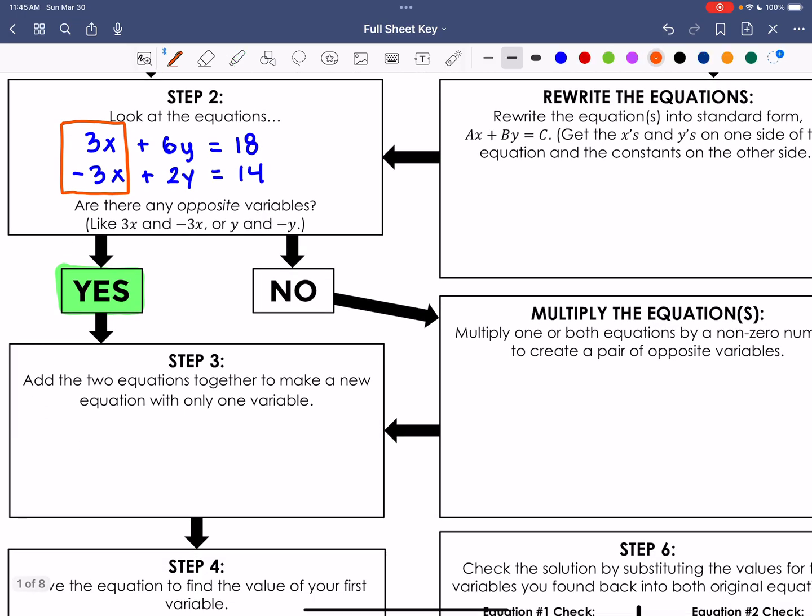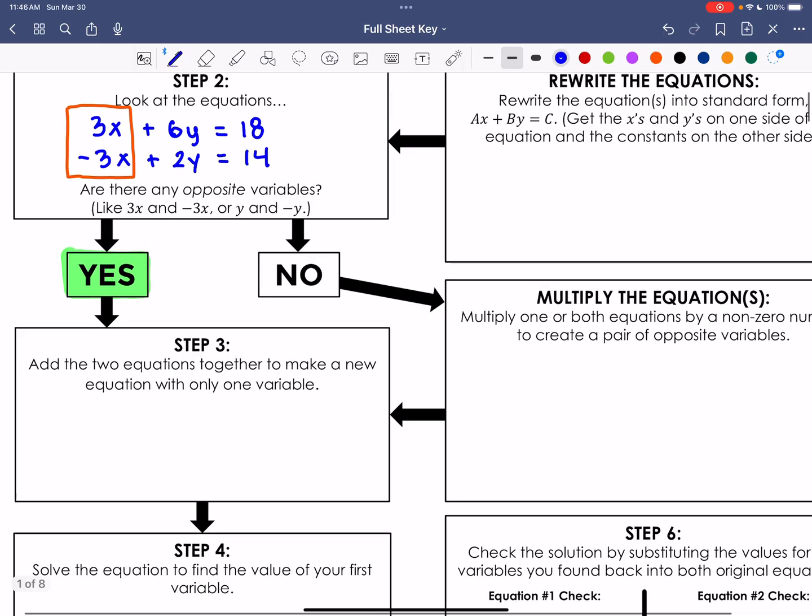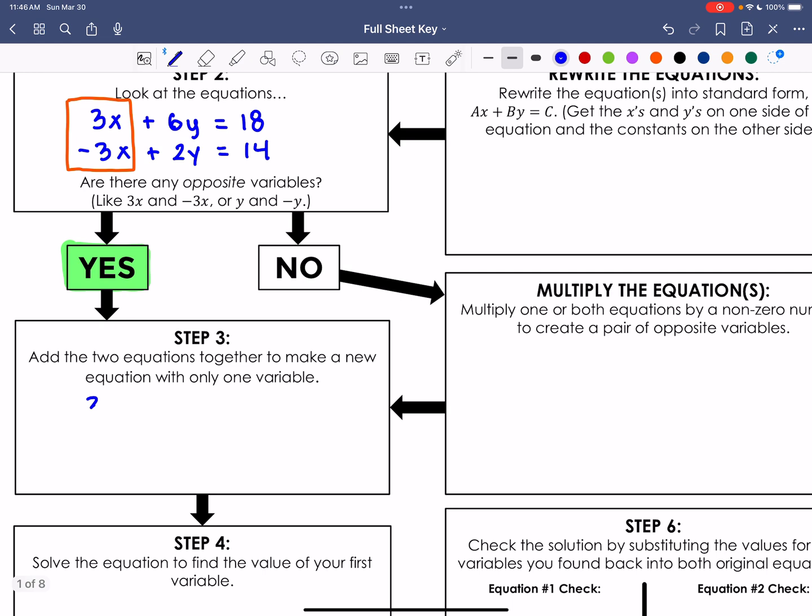We're going to continue down the yes pathway once again. Now, step 3 says, add the 2 equations together. And this is when the elimination should happen, because it says we're doing this to make a new equation with only one variable. So go ahead and copy them back down. We have 3x plus 6y equals 18, and negative 3x plus 2y equals 14. And we are going to be adding these equations together.